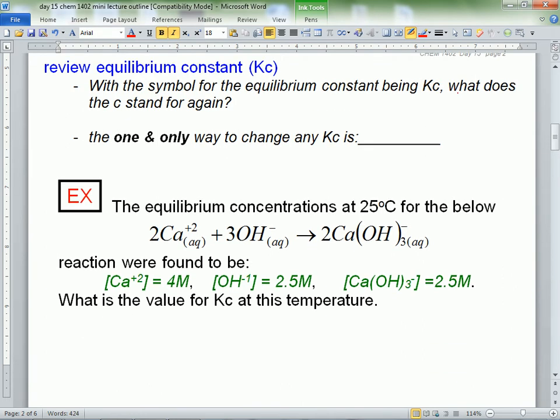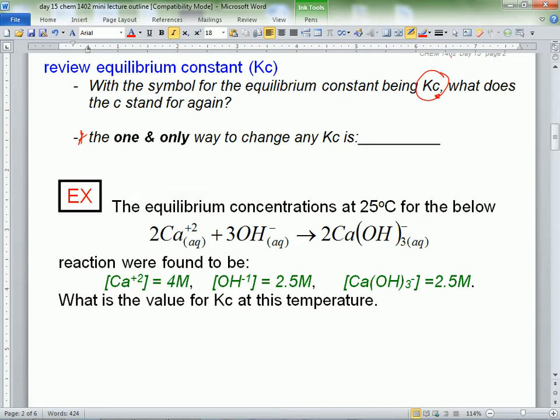So with the symbol for the equilibrium constant being Kc, Gabby, what does the C stand for again? What's that? Oh, not constant. It is a constant, that's true, although it sometimes changes. But the C doesn't stand for constant. It stands for concentration. The C stands for concentration. So we haven't got this far to realize that there's other equilibrium constants, like a thermodynamic equilibrium constant.